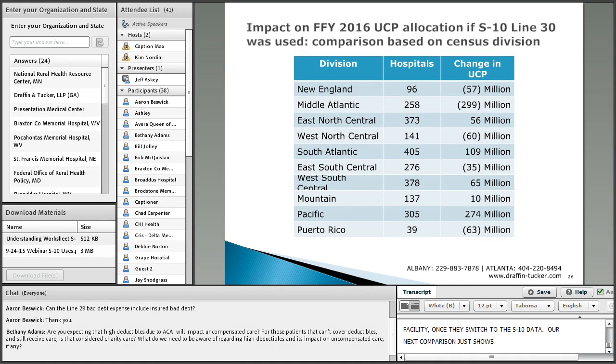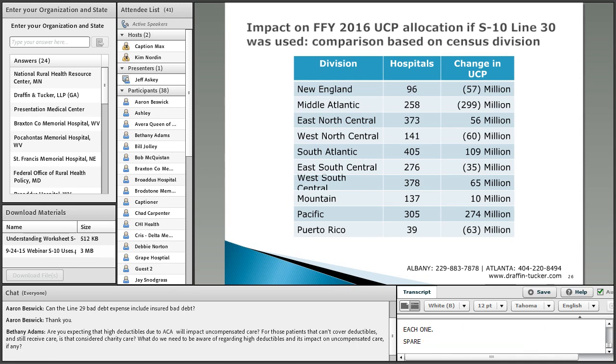So again, our information on the next few slides is related to using charity and bad debt off the S-10 worksheets to do our allocation versus using the Medicaid days and the SSI percentages of individual providers. What we found, though, is there is a tremendous amount of variability between each hospital's change in reimbursement. We sort of categorized them in buckets, as you'll see in just a second.